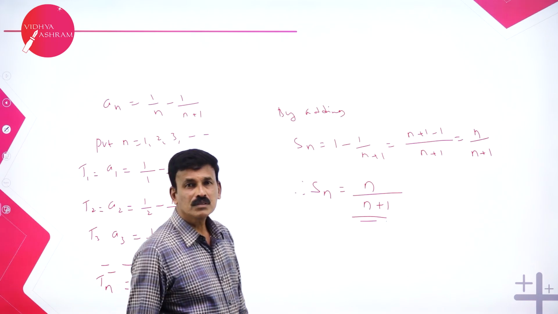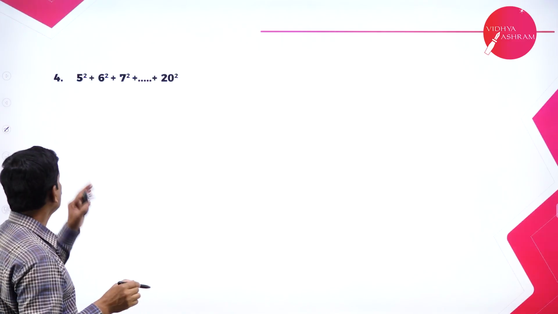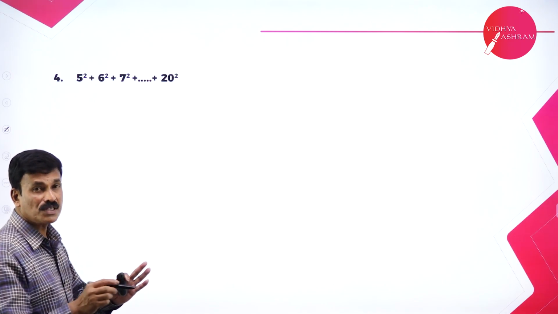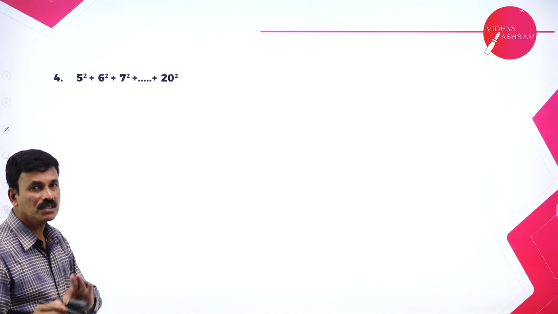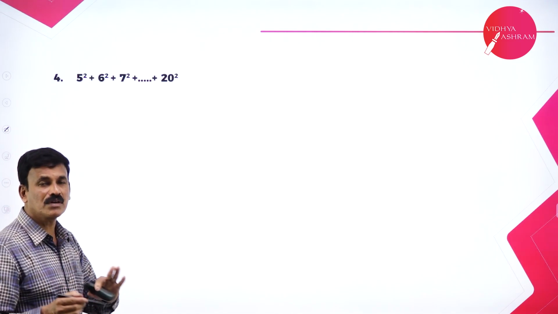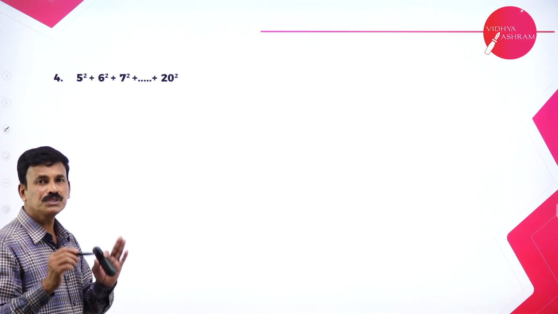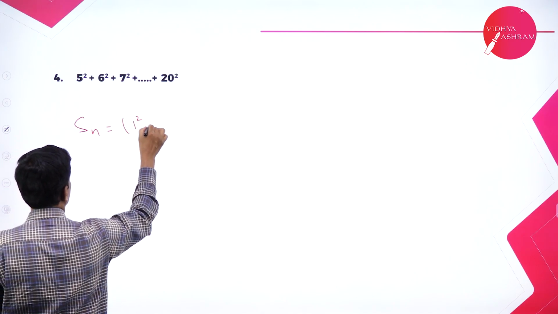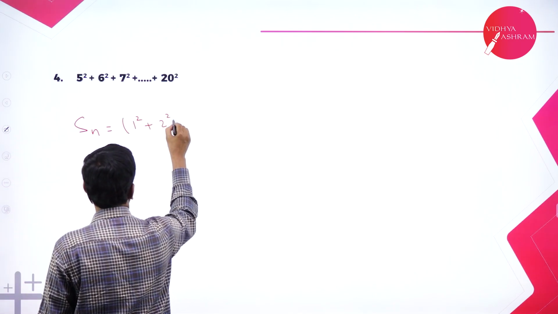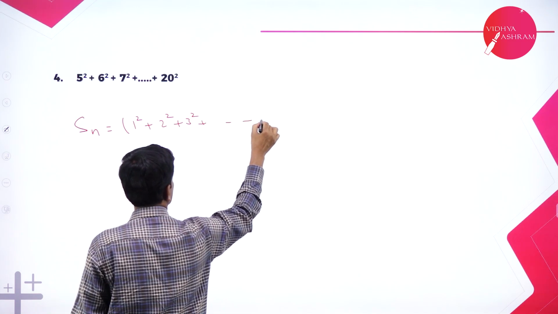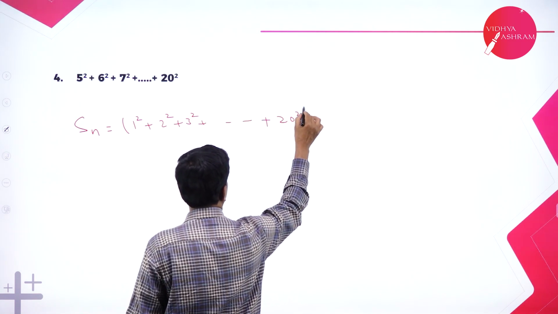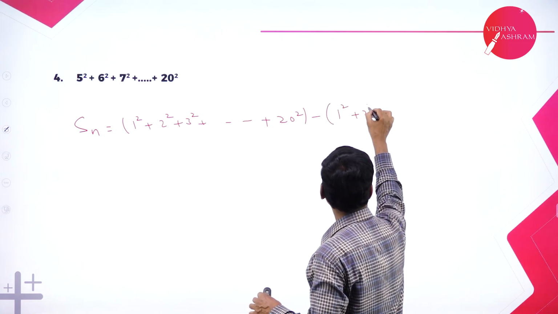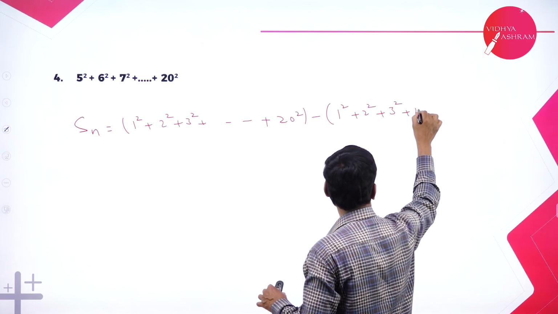Hope you followed. Now, just move on to the next problem. Now, find the sum of 5 square plus 6 square plus 7 square, etc., up to 20 square. So, 1 square, 2 square, 3 square, 4 square is not given. Just find out the sum from 1 to 20 square and subtract the sum of 1, 2, 3 and 4 square. That is it. So, Sn is equal to the sum of the first 20 squares, 1 square plus 2 square plus 3 square plus etc. plus 20 square, minus the remaining terms. What are the remaining terms? 1 square plus 2 square plus 3 square plus 4 square.